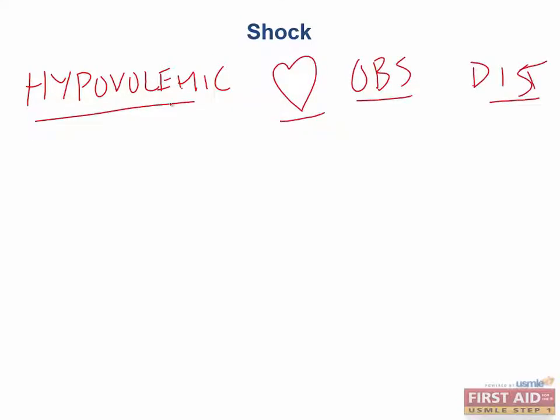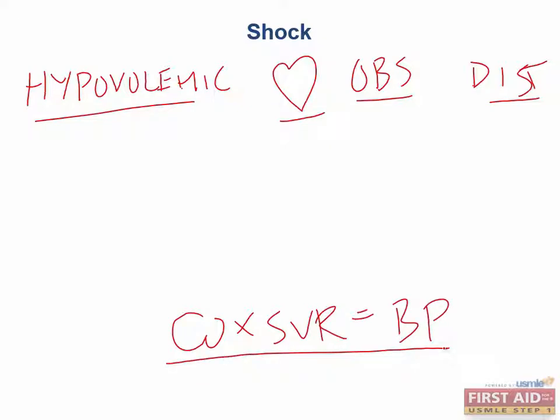No matter what type of shock we're talking about, the underlying physiology is the same because cardiac output times systemic vascular resistance equals the blood pressure. So this is what determines our tissue perfusion. Our job is to distinguish which type of shock is decreasing which one of these variables, and then we have to determine how we're going to treat the patient.